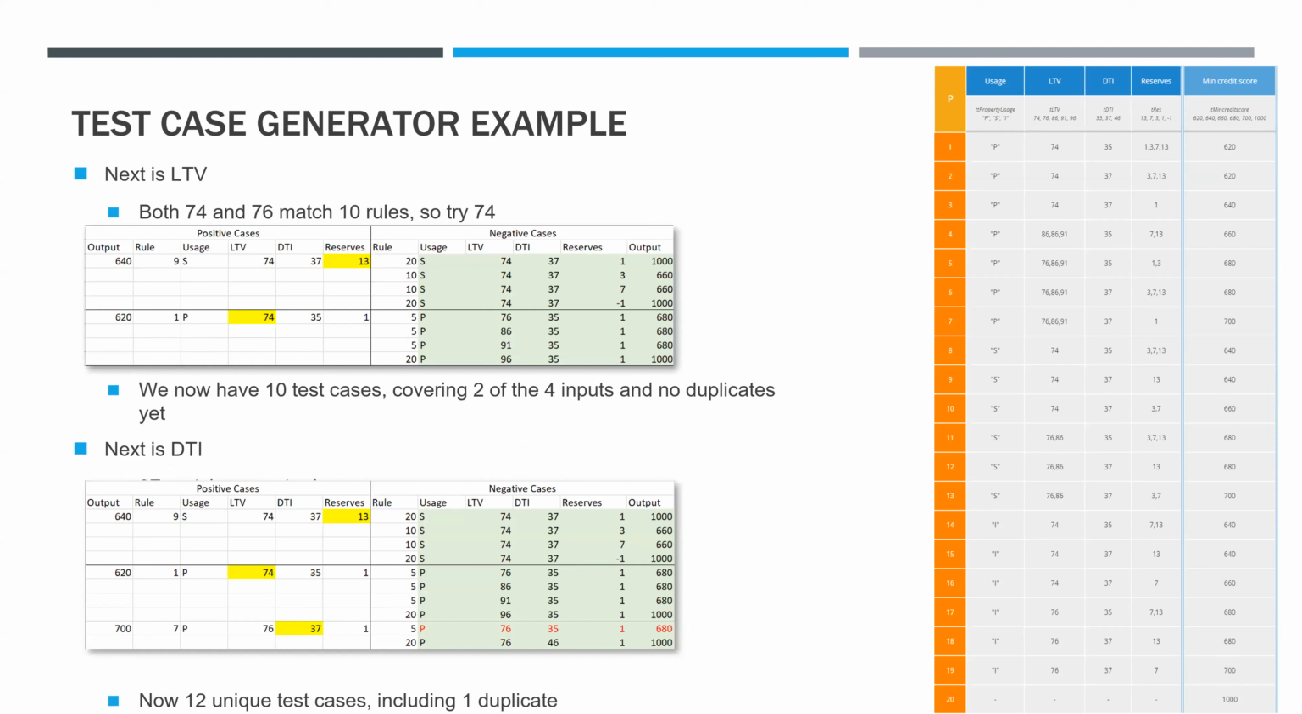We keep going. The next input is LTV, and we start with the enum 74 for that. We favor test cases that have a different output value than the one we already had. Here's 620. No duplicates yet. Next, DTI with enum 37 and output 700.